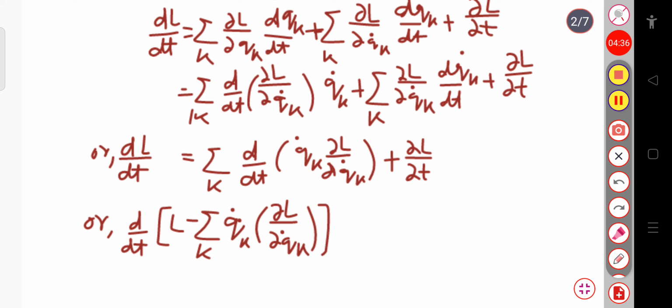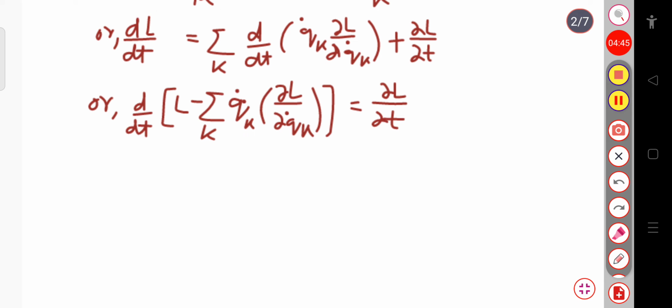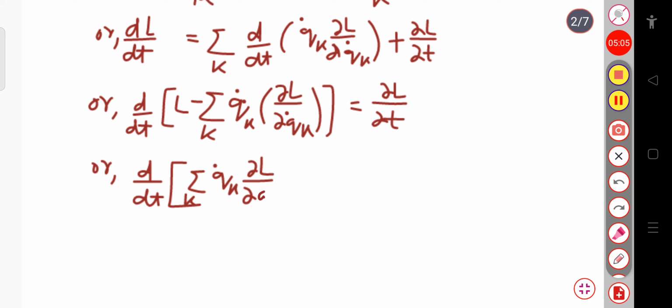Plus and or that is equal to, this is your ∂L/∂t, this is equal to ∂L/∂t plus ∂L/∂t. Or we can say simply here we have taken common d/dt, and this first term has been taken to the left hand side. This can be written as d/dt of, I will write the first term, sum over k of q̇k into ∂L/∂q̇k, now becomes the first term, minus L. That is, the minus sign is taken common from the left hand side, so that this negative sign will get multiplied on the right hand side, that will be minus ∂L/∂t.